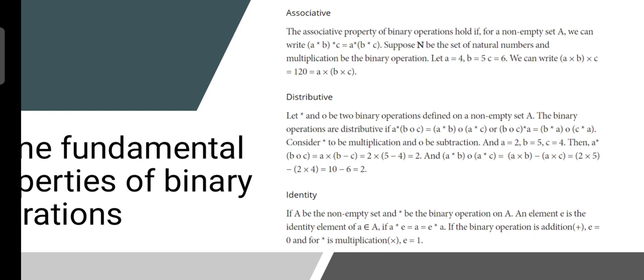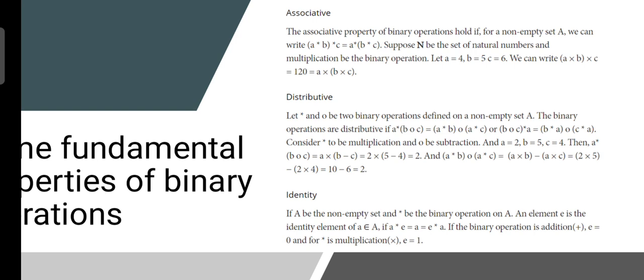The next property is distributivity. The distributive property is a similar form of associativity. In this also we take three elements, but we have two different binary operations combining the three elements, such as A star (B O C) equals (A star B) O (A star C), or in another form, (B O C) star A equals (B star A) O (C star A).